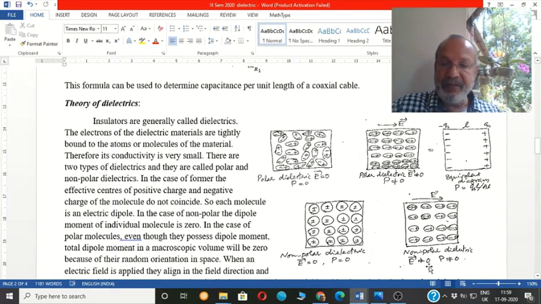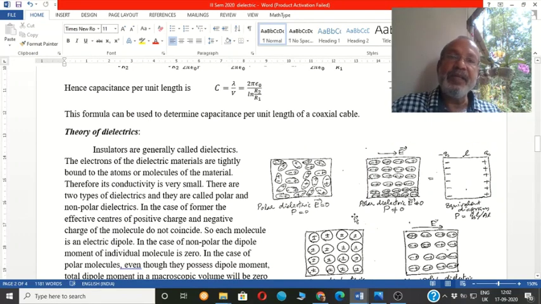But if we apply an electric field, what happens is positive charge will be experiencing a force in the direction of the field, and electrons will be experiencing a force opposite to the electric field because they are having a negative charge. So there will be a separation between positive and negative charges when an electric field is applied. So they acquire a dipole moment in the polar case also, and in the non-polar case also, we will get a non-zero polarization when an electric field is applied.